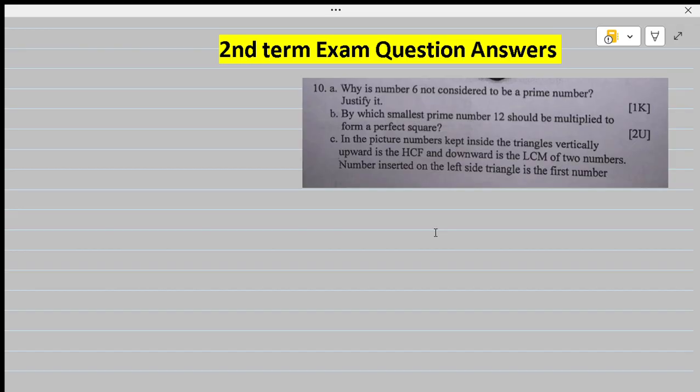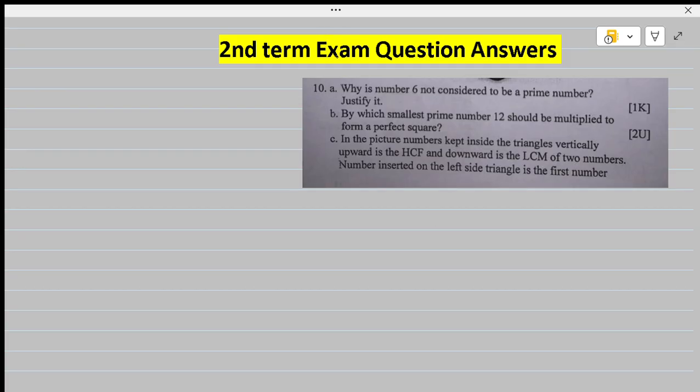Prime numbers are those which have only two factors, 1 and itself. But the number 6 has other factors than 1 and 6 itself. They are 2 and 3, because 6 is exactly divisible by 2 and 3. So it doesn't fit the definition of a prime number. So 6 is not a prime number.